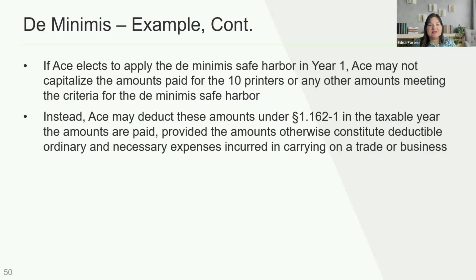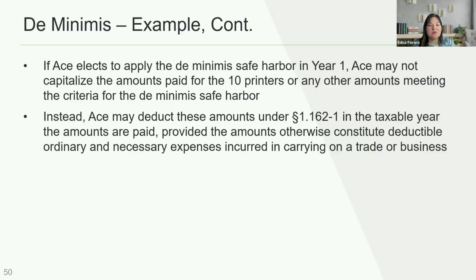All right, and continuing that example just a little bit further. If ACE elects to apply the safe harbor in year one, they may not capitalize the amounts for the 10 printers moving forward. So that's a straightforward expense. If they take the expense, they can't also depreciate or capitalize the amount later. So instead, ACE may also deduct these amounts under section 1.162-1 in the taxable year the amounts are paid, provided the amounts otherwise constitute deductible ordinary and necessary expenses. They need those printers in order to conduct ordinary business. It's a necessary expense. They need it in order for their business to continue. So because each printer is under $2,500, they're able to use the de minimis rule and actually expense all $3,000.